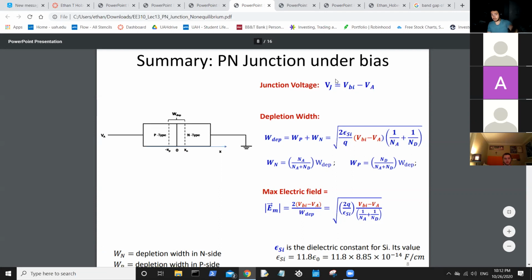You can also calculate the junction voltage using depletion region ratios times the built-in voltage, which we did in equilibrium. But when it's under bias, you don't need to do that. You can simply just do this. This is easier, so do it that way.